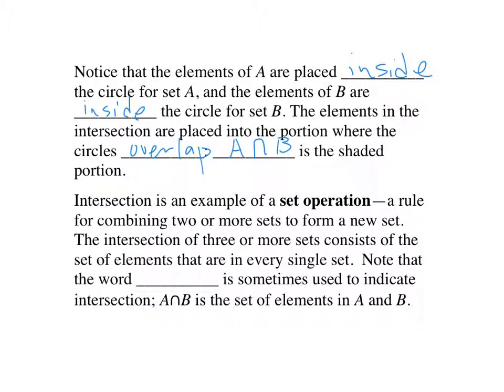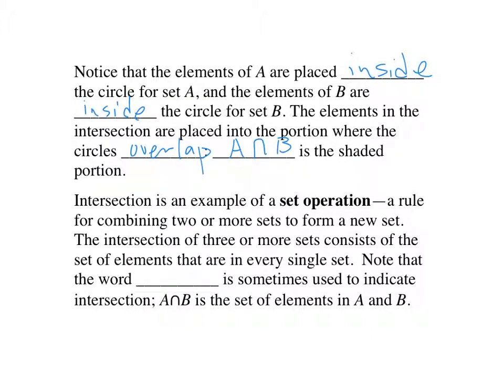So intersection is an example of a set operation. It's a rule for combining two or more sets to form a new set. If you recall at the beginning of this chapter, we explored a little bit of the approach of using Venn diagrams to express our ethnicity and races. And that's the concept of different sets, right? And some races and ethnicities overlap.